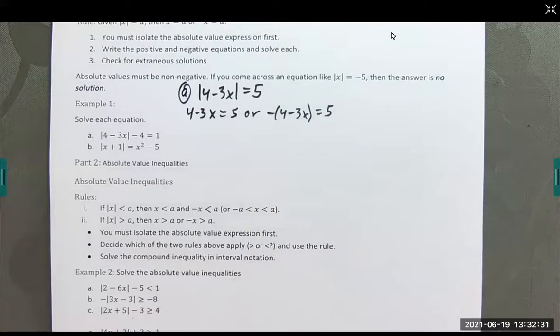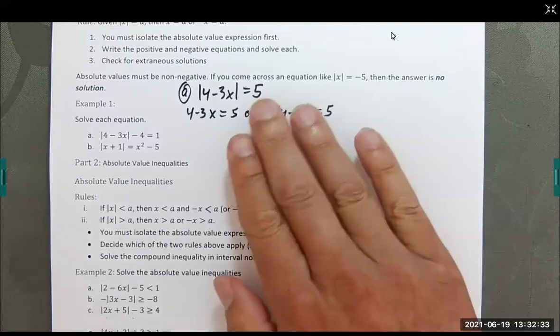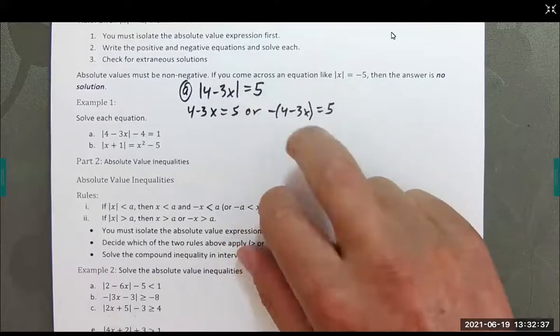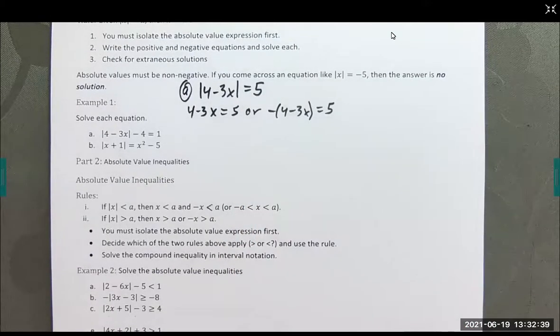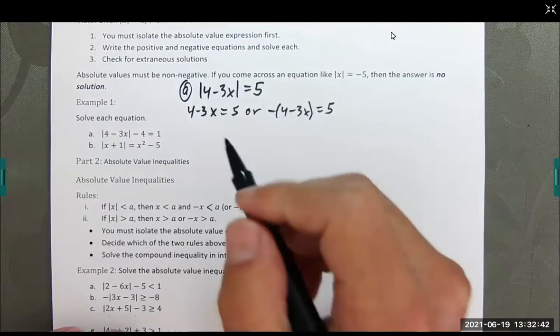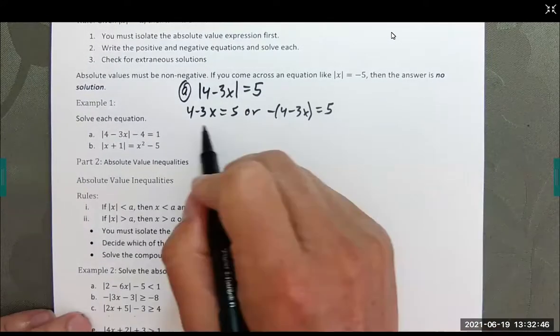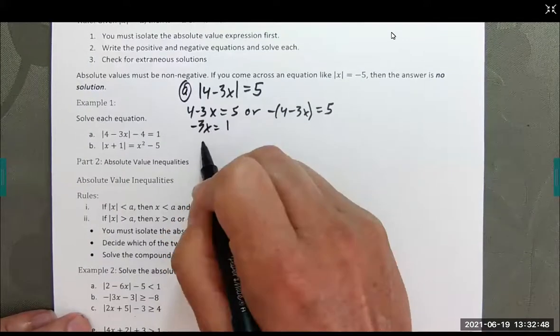And now I have two equations to solve. Now I want to make it clear on a test or something, if you just do this and you don't do the other part, if I'm your teacher, you don't get any credit for that at all. The whole point of this is that you understand that there are two potential solutions here. I'm going to subtract the 4 from both sides and divide by -3.